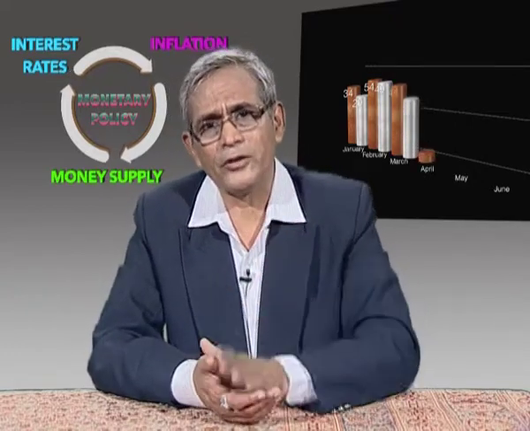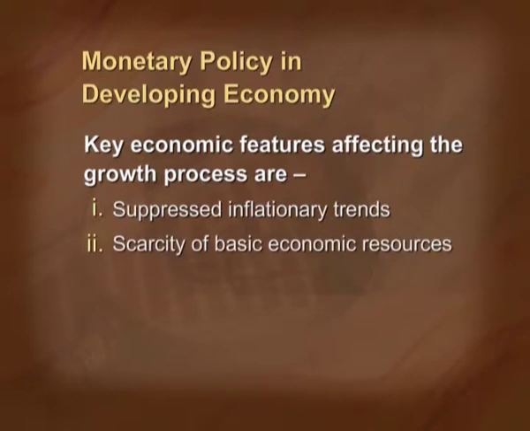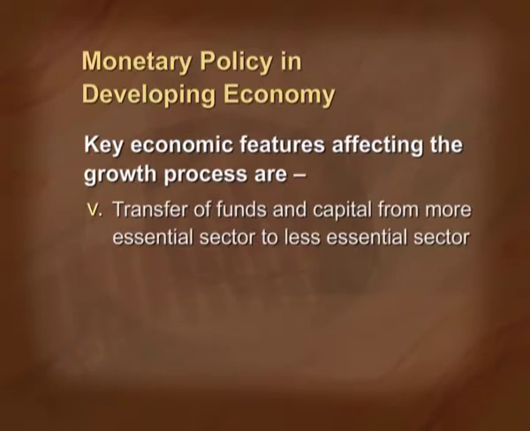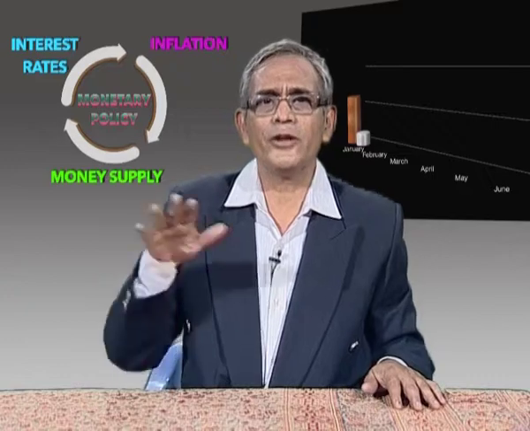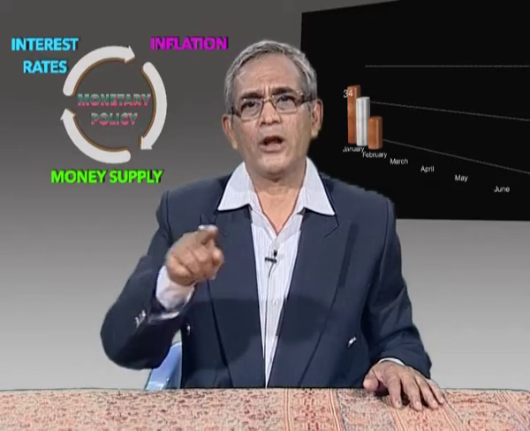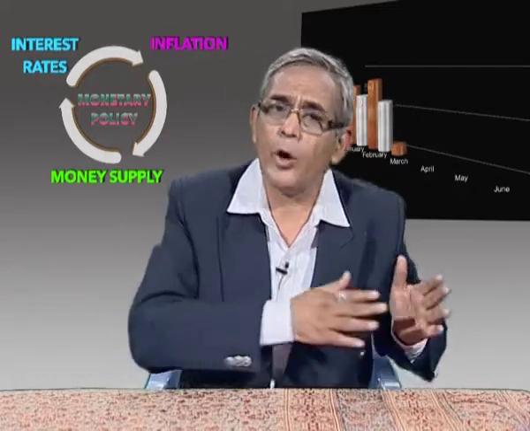For most of the developing countries, the key economic features affecting the growth process are suppressed inflationary trend, scarcity of basic economic resources, unrealistic foreign exchange rates, low rate of domestic savings, transfer of funds and capital from more essential sector to less essential sector, growing imbalance in demand and supply. Considering these bottlenecks in the growth process, the monetary policy in developing countries should emphasize certain key areas. This shall help to achieve high economic growth and face the critical problem of various economic obstacles.